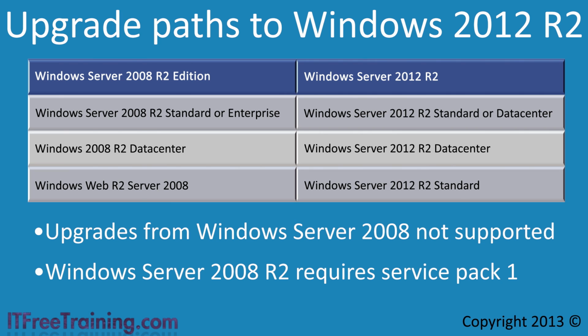If you want to upgrade to Windows Server 2012 R2, the upgrade paths are the same, except that you cannot upgrade from Windows Server 2008. You must be running Windows Server 2008 R2 with Service Pack 1 installed. The workaround is to upgrade to Windows Server 2008 R2 first, and then perform the upgrade to Windows Server 2012 R2.